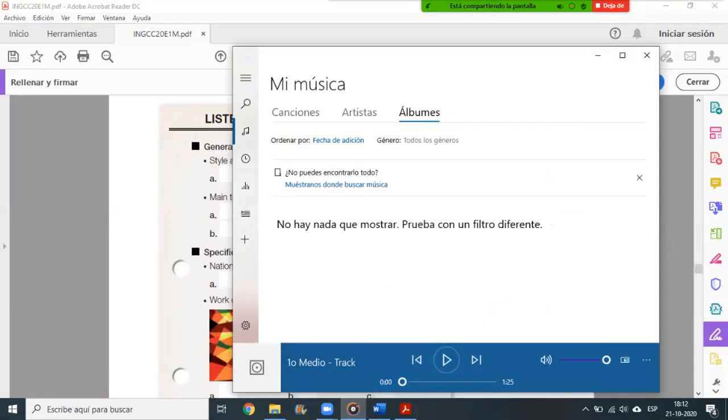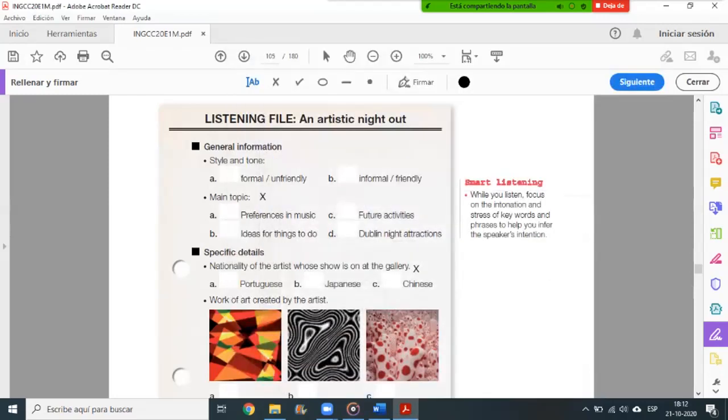This is the listening. Pay attention to what it says and how to mark the correct options. Track 32. Student's book. Unit 3. Page 105. Exercise 1.